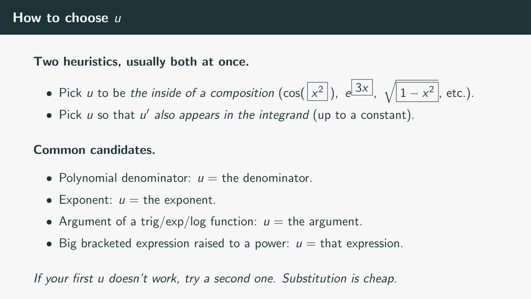And if your first u doesn't pan out, with leftover x's, or du doesn't match, just try a different one. Substitution is cheap. You haven't lost anything except thirty seconds. Sometimes the right u is the second guess. Sometimes it's the third. Once in a while, it's none of them, and you reach for integration by parts, which is next episode.